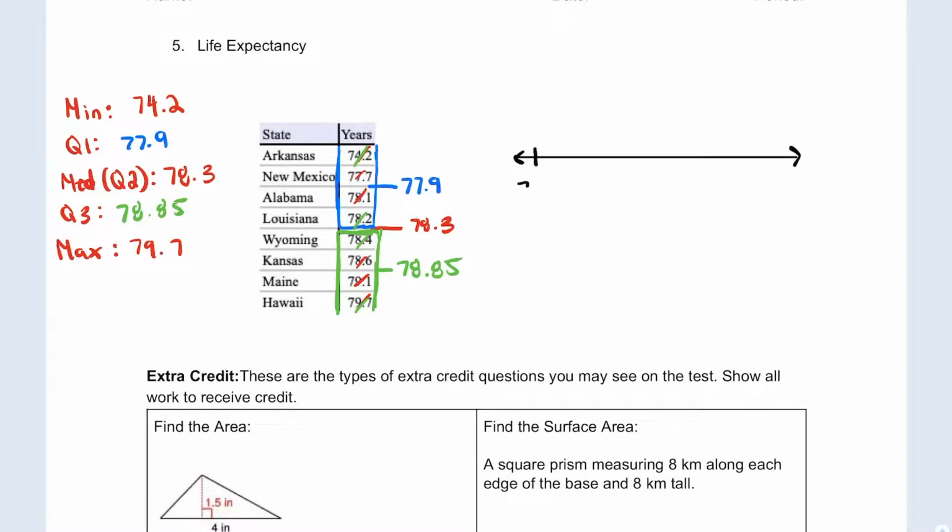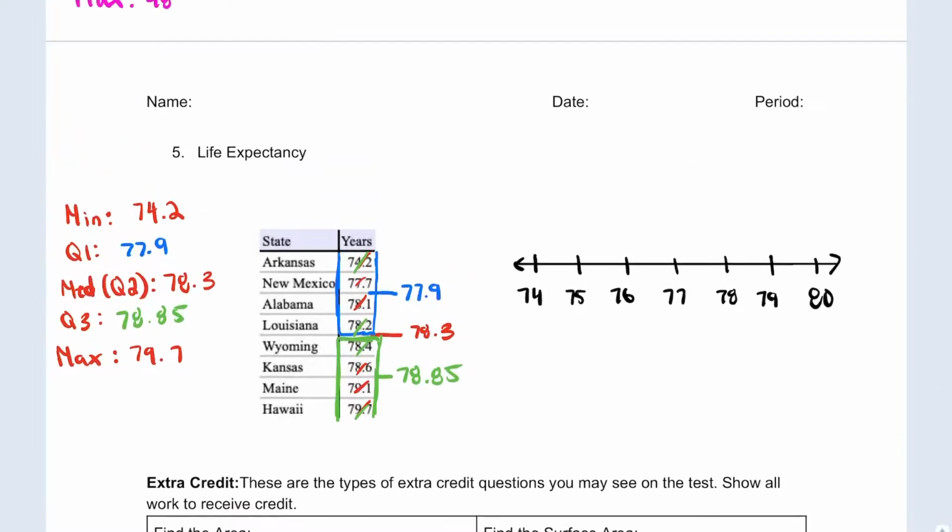Okay, so here's 74, 75, 76, 77, 78, 79. I'm gonna extend this a little bit. And 80. There we go. Okay, and let's go ahead and graph.